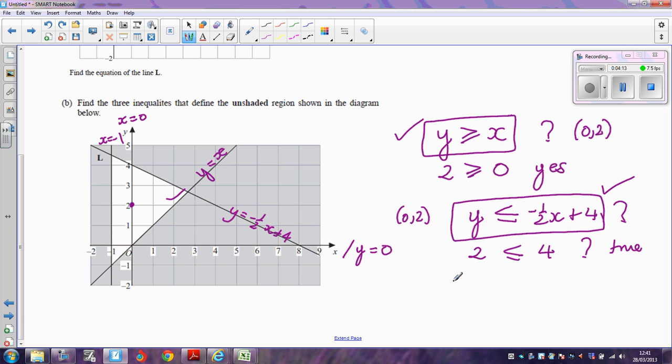Now I look at x equals minus 1. Well, on the line, that's where x is equal to minus 1. It's fairly obvious that to the right of that line, which is what I need, x is going to be greater than or equal to minus 1. So there's my third inequality.